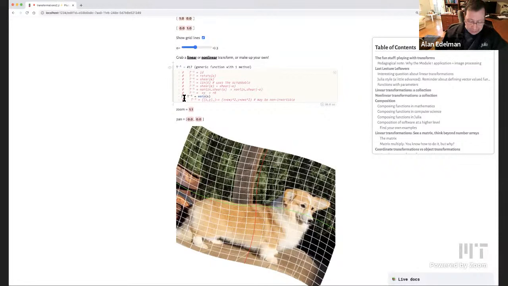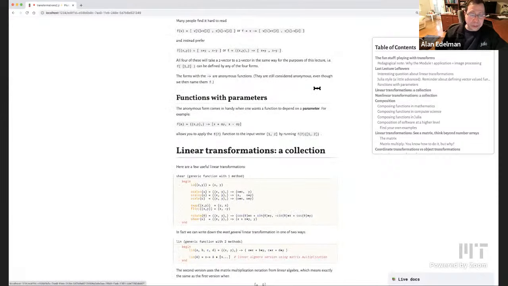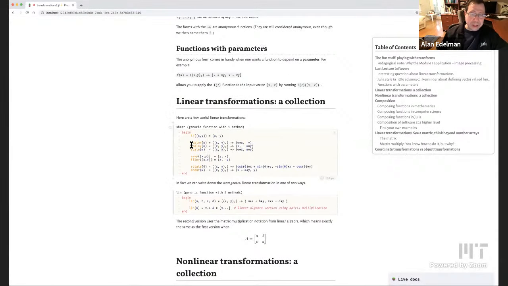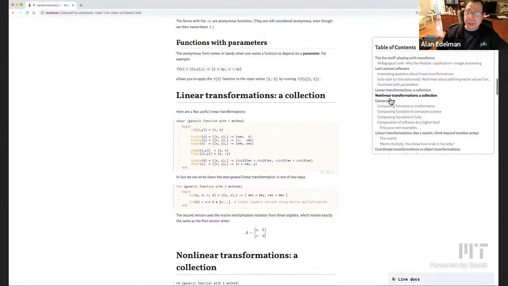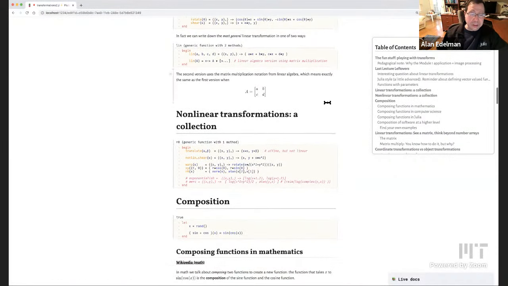I've got a number of functions. You can actually click on these linear transformations if you want to see a few of them. We have things like scaling and flipping and rotating and shearing. These are the linear transformations. We also have a bunch of nonlinear transformations. Translate is technically nonlinear, though it feels linear, because the definition of linear requires 0 goes to 0. So in general, translate moves 0.